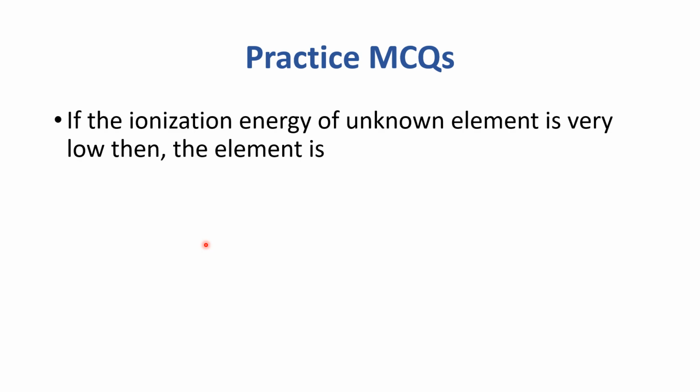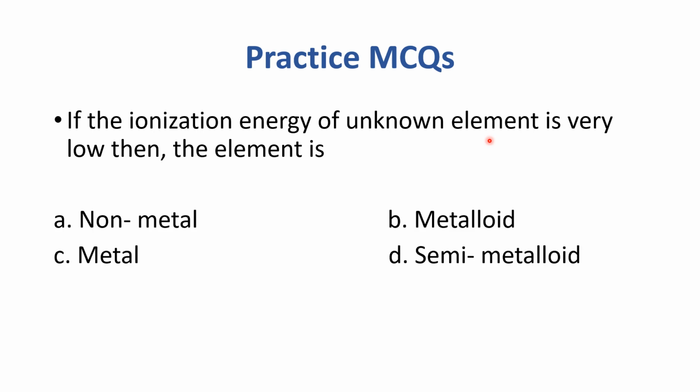Let's discuss a question. If the ionization energy of unknown element is very low, then the element is non-metal, metalloid, metal or semi-metalloid. And the correct option is metal, because metals की ionization energy सबसे कम है. These are 1A elements. This was all about the ionization energy and atomic radius.